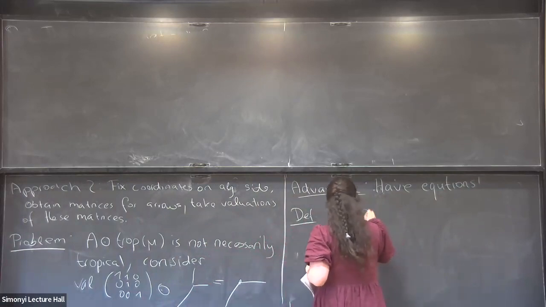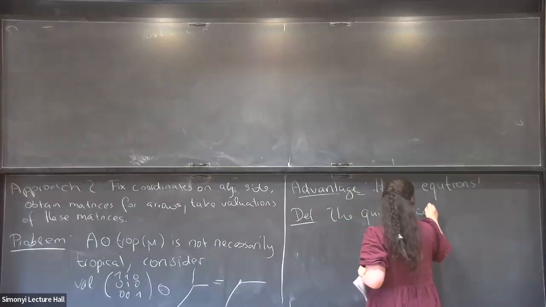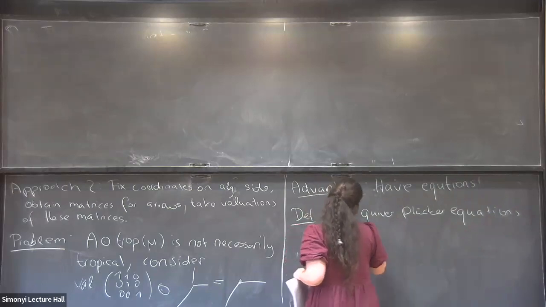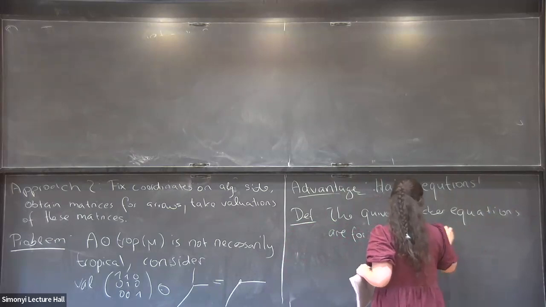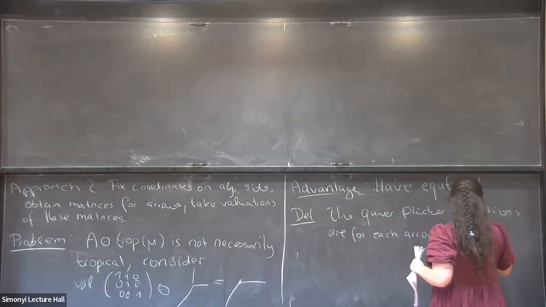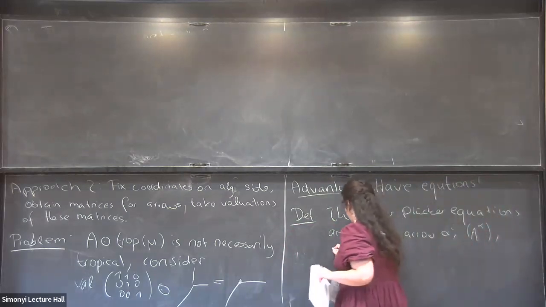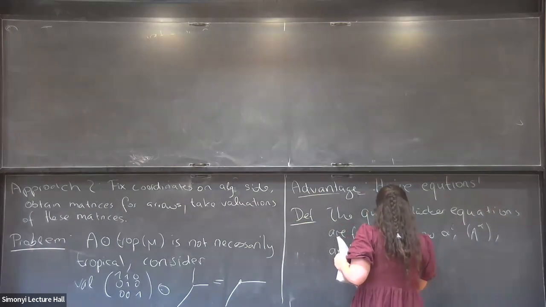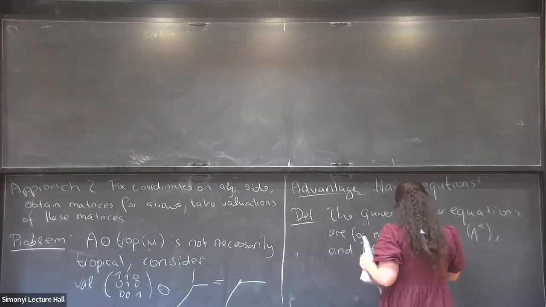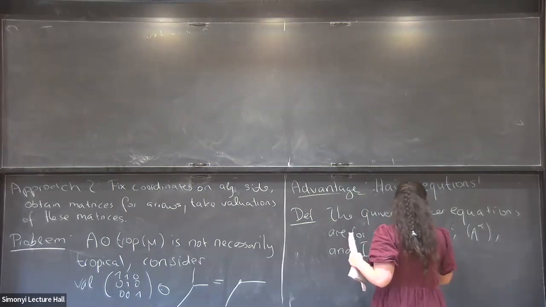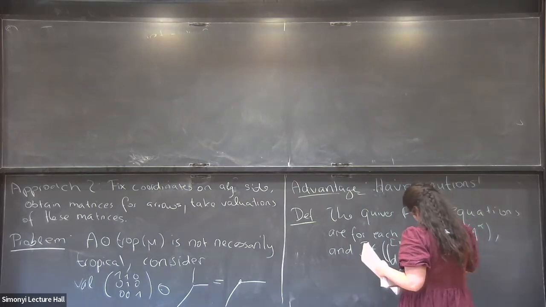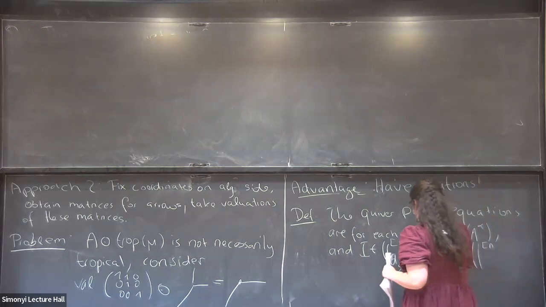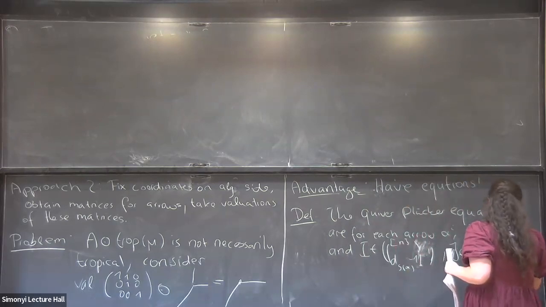The quiver equations are, for each arrow alpha, where we assume that we have fixed a matrix A alpha for the arrow, and for I in N choose d_s(alpha) minus 1, and j in N choose d_t(alpha) plus 1.